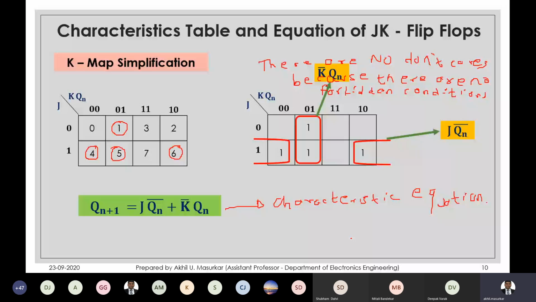Yes, Suman's answer is also correct. Okay, so let's go to the excitation table now. So the excitation table is like this. Now let us see how.